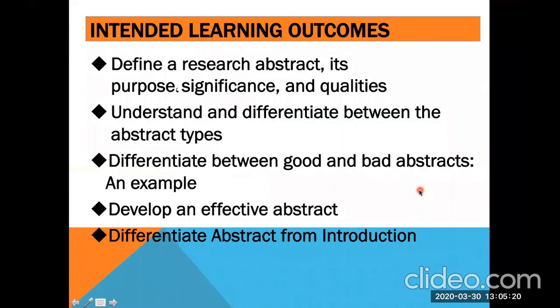Dear students, by the end of this session, you will be able to define a research abstract, its purpose, significance, and qualities. And also you'll be able to understand and differentiate between the abstract types. As you may know, there are many different types of abstracts written for different purposes and objectives. You'll also be able to differentiate between good and bad abstracts by providing you with some good examples. You will develop an effective abstract, hopefully, and finally you will be able to differentiate abstracts from introductions. These are the major intended learning outcomes that you will be able to cover by the end of this session.